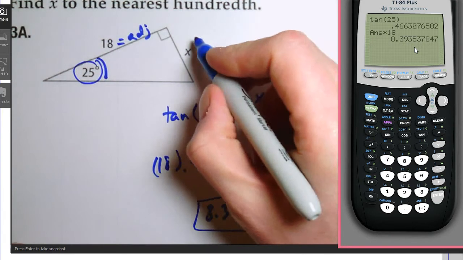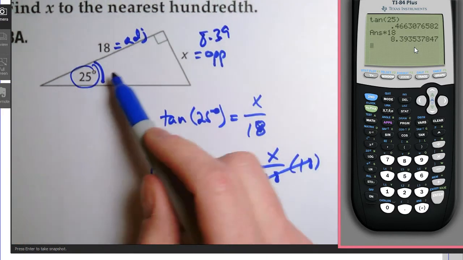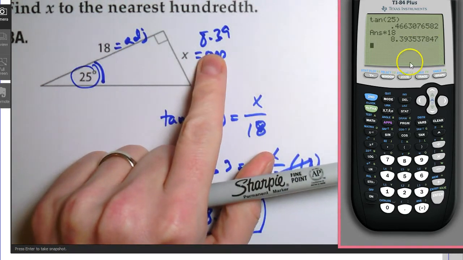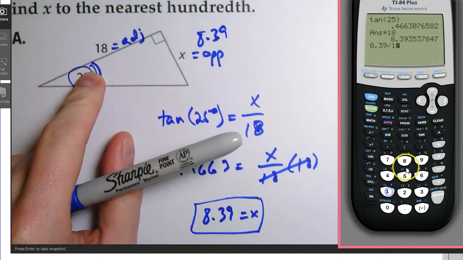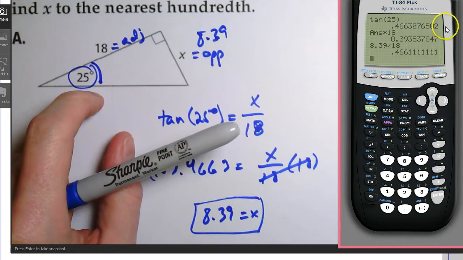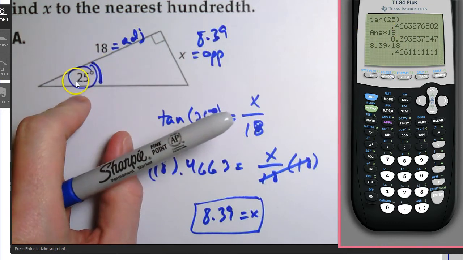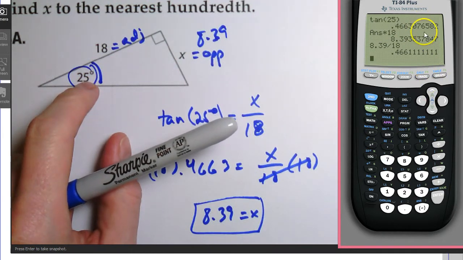Okay. Now, just to check this, just to get into what we're doing here, remember I did the opposite over adjacent, I did tangent. If I take 8.39 and I divide it by 18, I get 0.4661111. That's pretty close to the 0.46630766. So that's what we're saying: the ratio of the opposite to the adjacent should be this if it's 25 degrees. Well, when it was 25 degrees, I got x to be this. Hey, look, those guys are pretty close together.